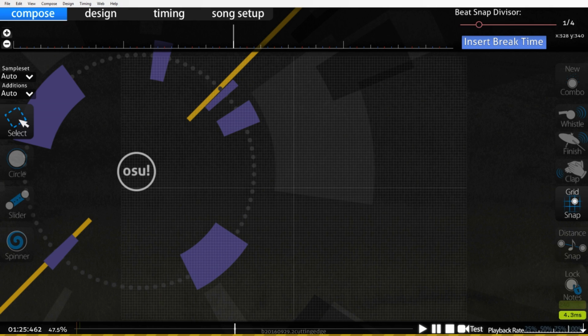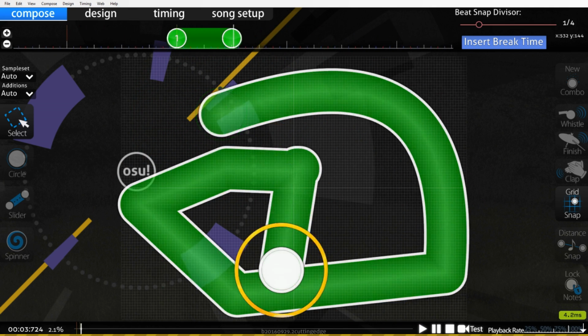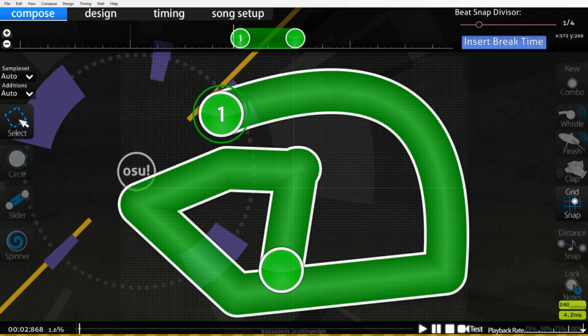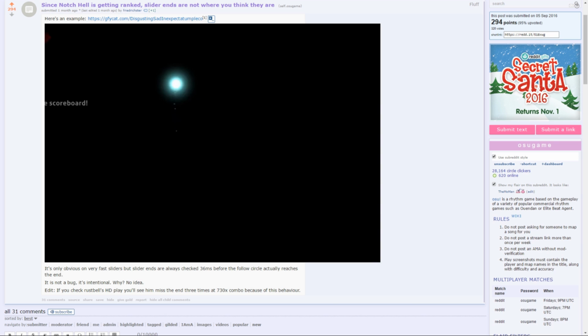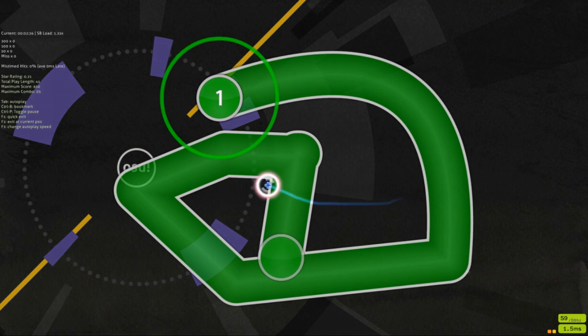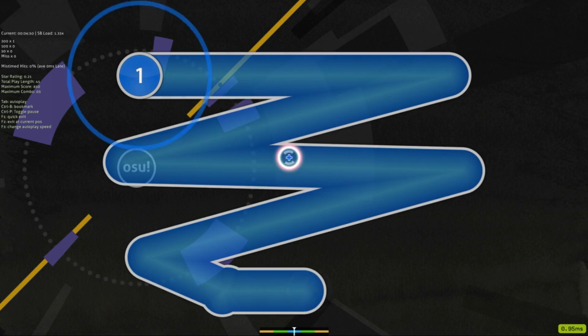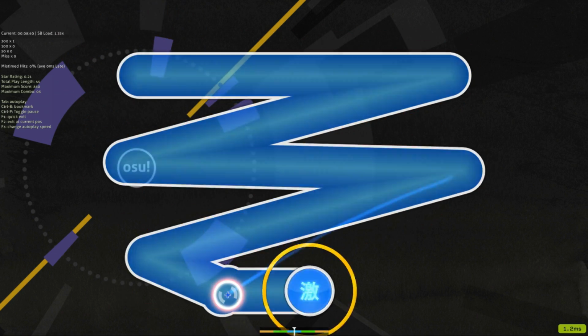Let's take a look at something you might not know. Here we have a very fast and stupid looking slider. Where do you think the slider tail is? Well, that's obvious. Here, right? Well, actually, it's here. In play, the slider tail position is calculated 36 milliseconds before the physical end of the slider. This is something that only becomes apparent for very fast sliders, but it's something to keep in mind. It doesn't seem to apply to slider ticks though, however.